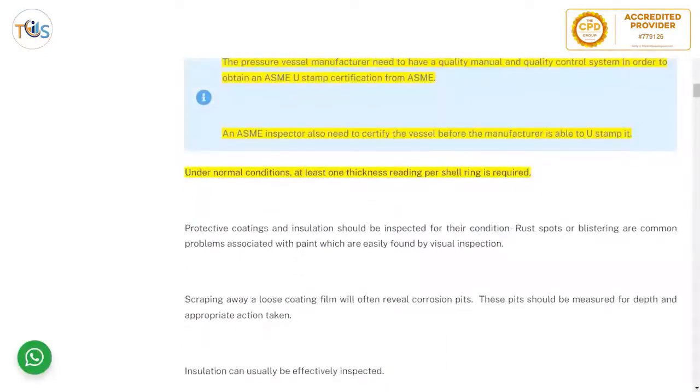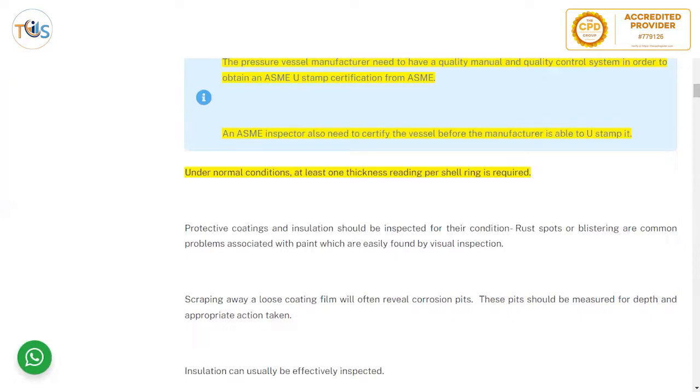The pressure vessel manufacturer needs to have a quality manual and a quality control system in order to obtain an ASME U stamp certification from ASME, the American Society of Mechanical Engineers. An ASME inspector also needs to certify the vessel before the manufacturer is able to U stamp it. So there are two requirements here.